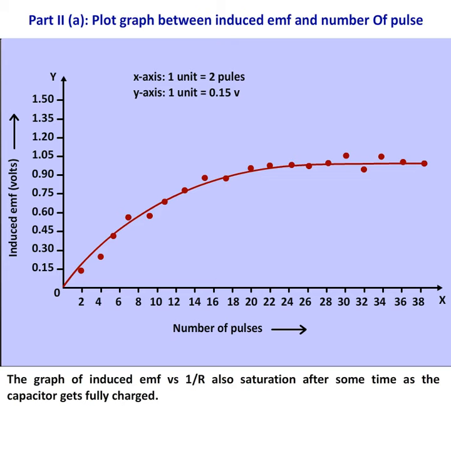Now, to find the relation between induced EMF and the number of pulses, we move the wheel with a fixed value of theta and note the induced EMF for 2, 4, 6, 8 and so on pulses. We take about 15 to 20 readings. A graph is plotted between the induced EMF and the number of pulses. The graph would tend to saturate after some time when the capacitor gets fully charged.